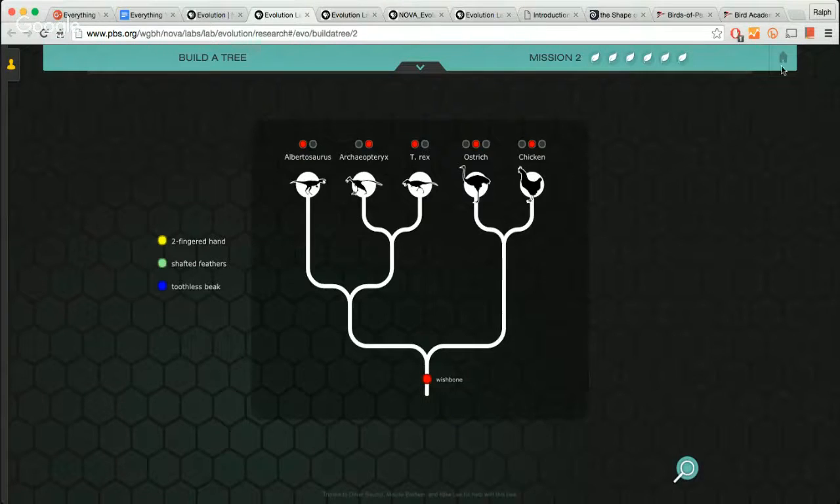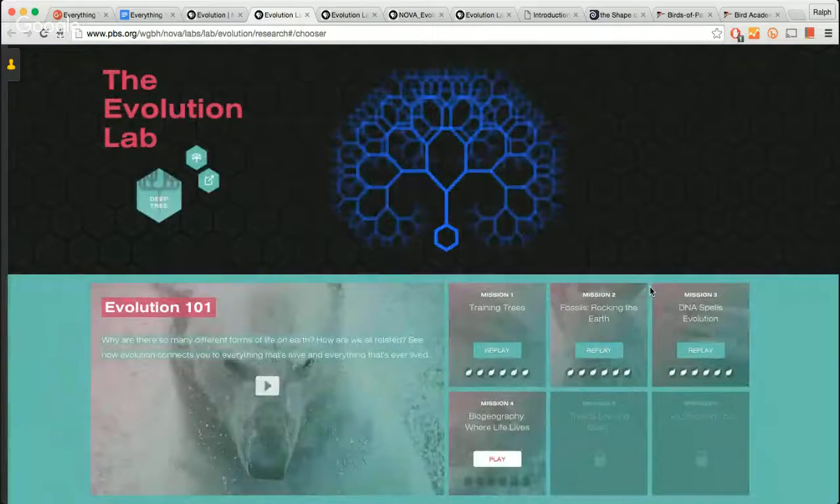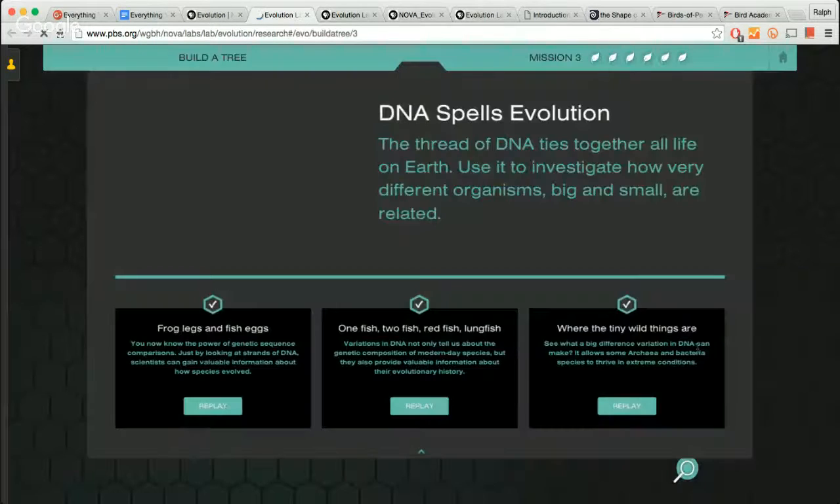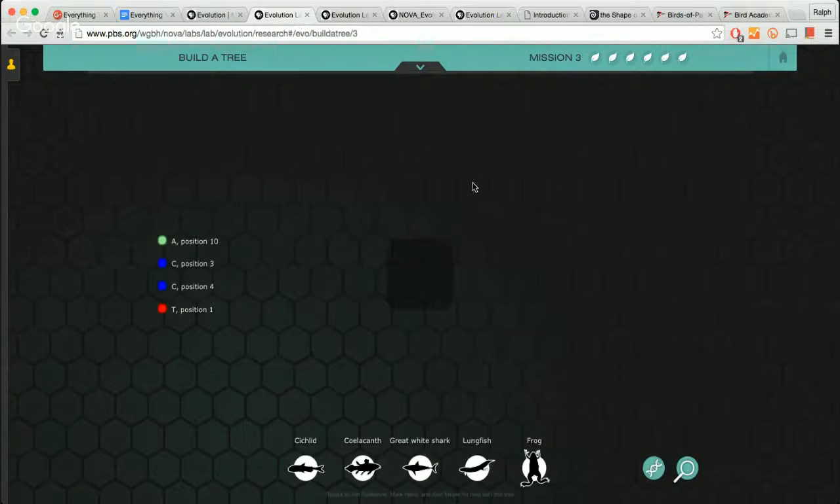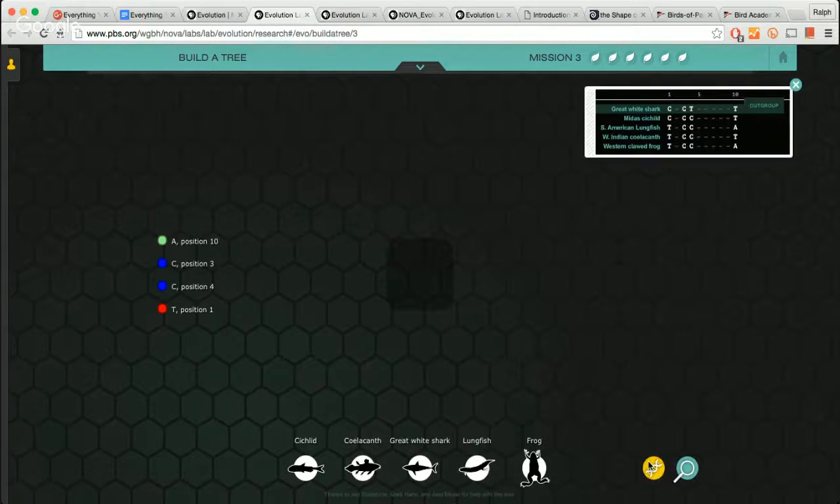I mean, in total, there are 6 missions. And so each mission covers different evidence for evolution. There's one on biogeography, like I mentioned earlier, and one that uses DNA evidence. So in this case, instead of using morphology or fossil evidence, you're actually looking at samples of genetic code and then using that to arrange the phylogenetic tree for these species. And again, this is obviously a very rudimentary way of understanding this, but it does emphasize the different ways in which we can evaluate the relationship between species.